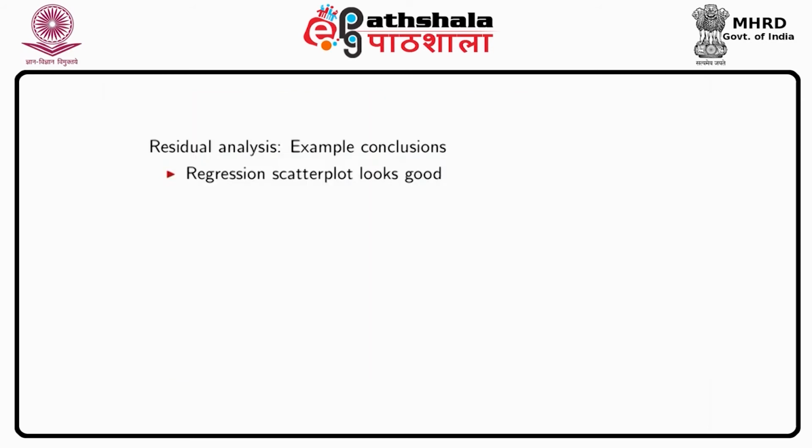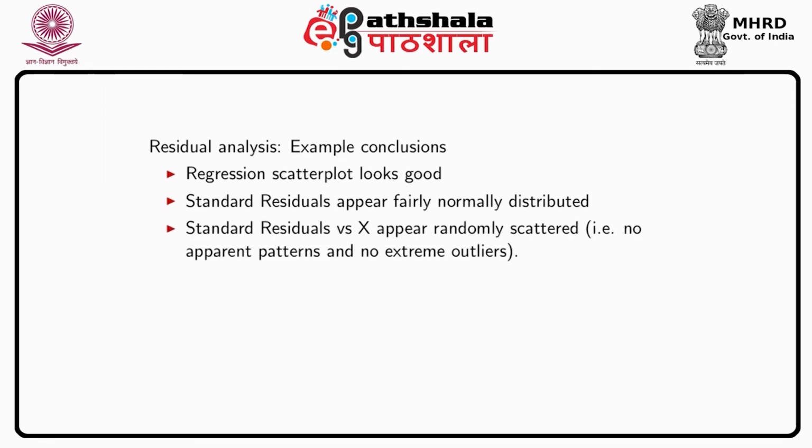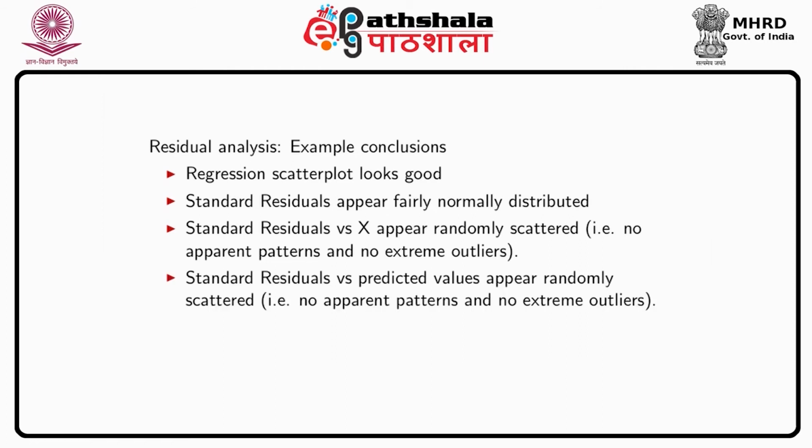the remaining three. So the conclusions that we can draw from the above plots are that the regression scatter plot looks good, it looks linear, standard residuals appear fairly normally distributed, standard residuals versus x appear randomly scattered as is expected when the normality assumptions are satisfied, and the standard residuals versus predicted values also appear randomly scattered. That is, there is no apparent pattern and no extreme outliers which can be detected.